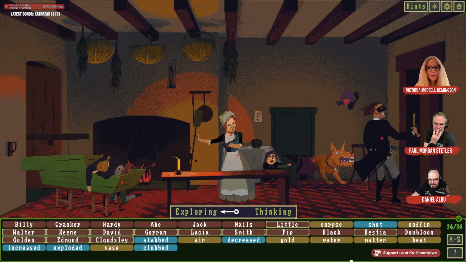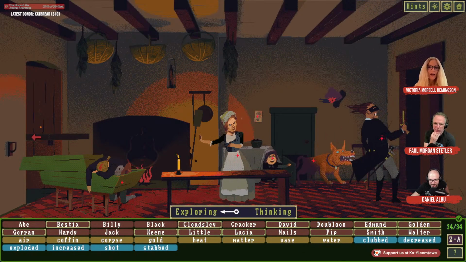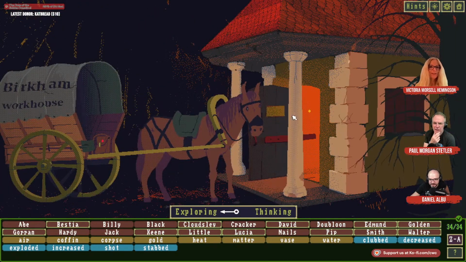Oh, Scandy says you can alphabetize by clicking the A to Z button. Oh, thank you, for goodness sakes! Good to know. Okay, so go to... What's that? No, don't go in there. Look at the pouch.